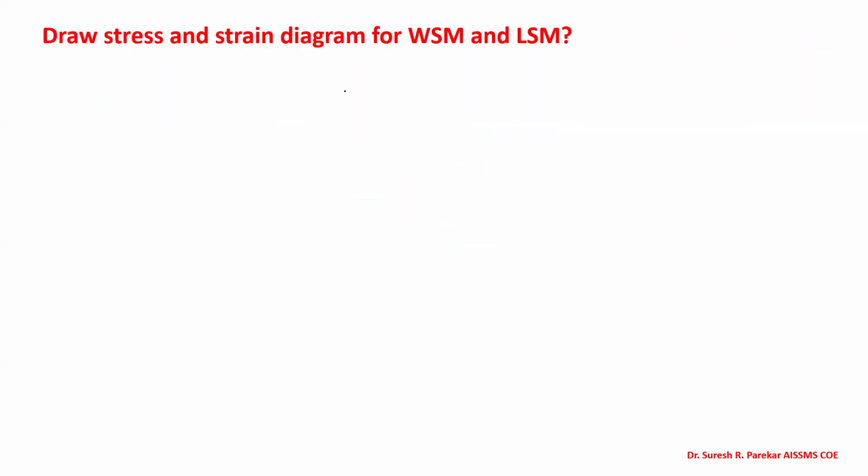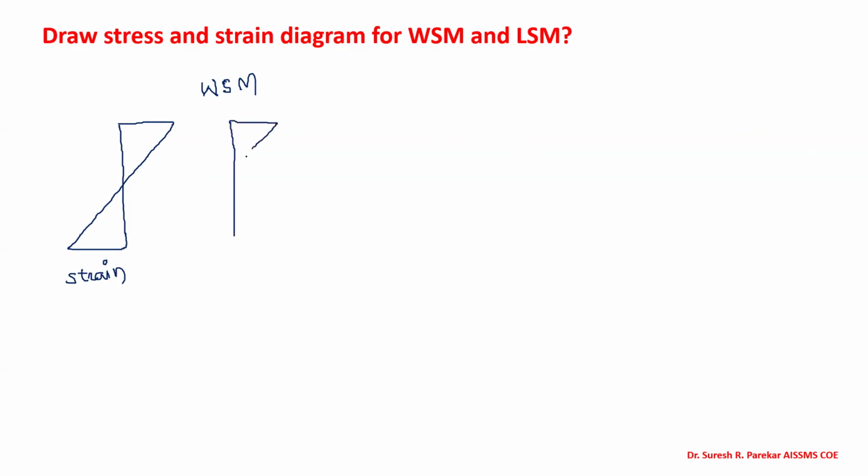Then, draw the stress and strain diagram for working stress method and limit state method. So for working stress method and limit state method, the strain diagram is always linear. So this will be the strain diagram. I will not write it separately for working stress method because we are not interested in this. And then if we go to the stress diagram, we have the stress diagram on this page.